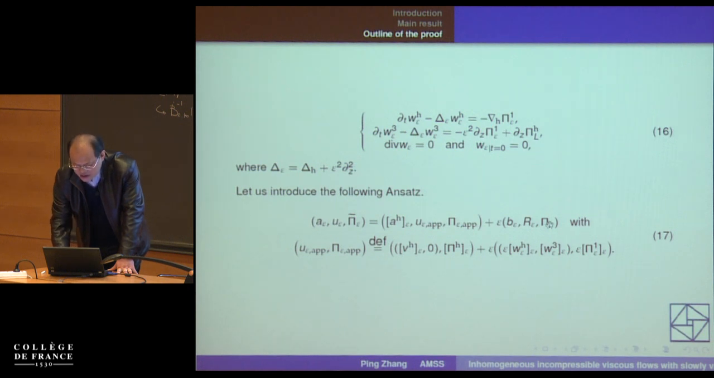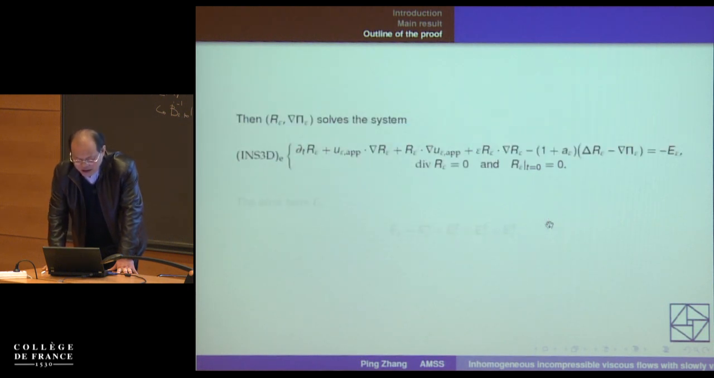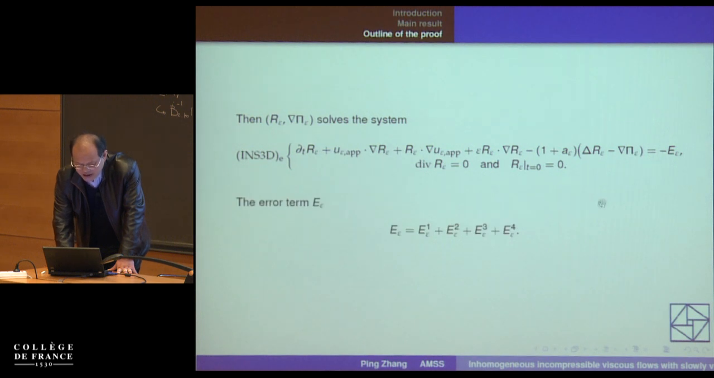By substituting this formula into the classical 3D inhomogeneous Navier-Stokes system, you find this remainder term r_epsilon, gradient pi_epsilon, should satisfy a parabolic equation like this, with an error term E_epsilon, which could be written as E1 epsilon, E2 epsilon, E3 epsilon plus this E4 epsilon. So next, let's turn to the estimate of all the error terms.